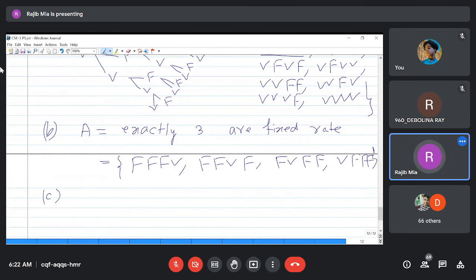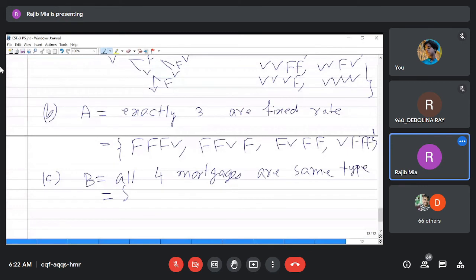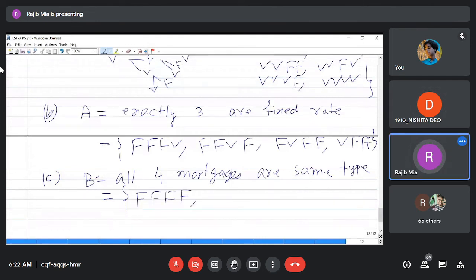Similarly, part C, list all outcomes in the event B that all 4 mortgages are the same type. All 4 are the same type. So what are the outcomes in B? FFFF and VVVV. Either 4 are fixed rate or 4 are variable rate. The 2 possibilities.